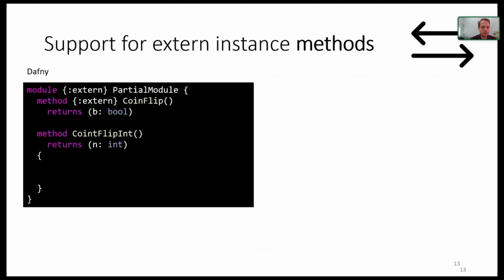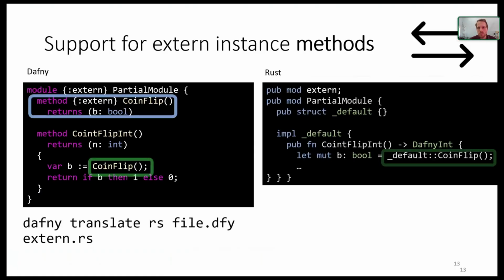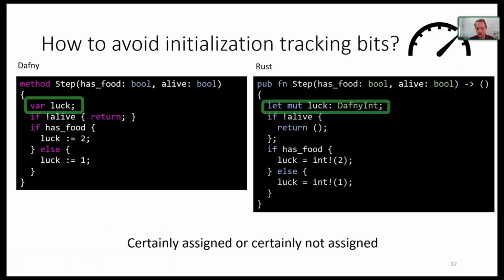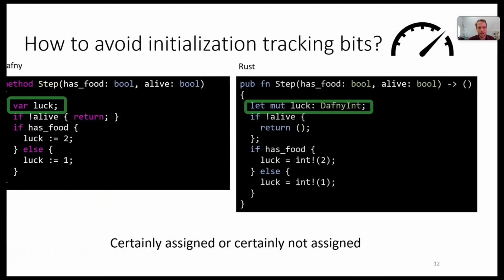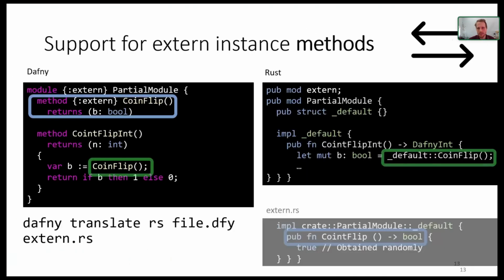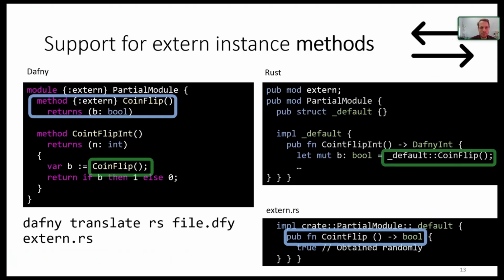So Dafny also supports external instance methods. Let's say you have a coin flip that returns a Boolean, but you define it as extern. And now you have a coin flip int that will convert this Boolean to integer. Though you can run this command line, and now something interesting happens: the external method doesn't appear. Excuse me. Yep, something's wrong with my slide. Yes. The external method doesn't appear, but it is being called. So you can actually implement it in an external file, and Rust makes it very easy to implement external methods on types in other files. So you can support external instance methods quite easily.